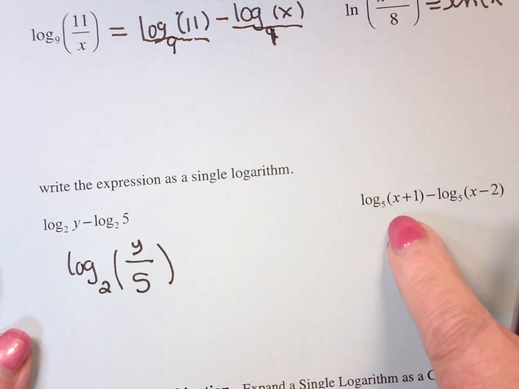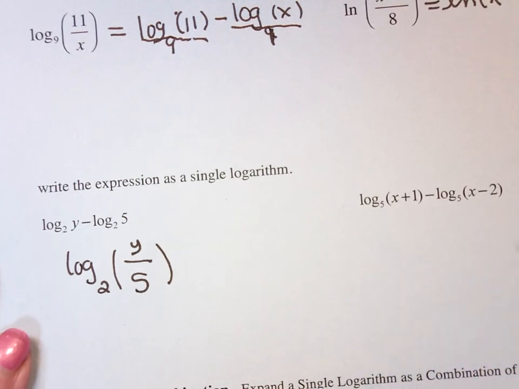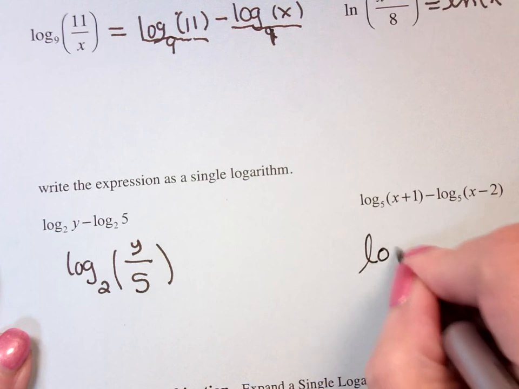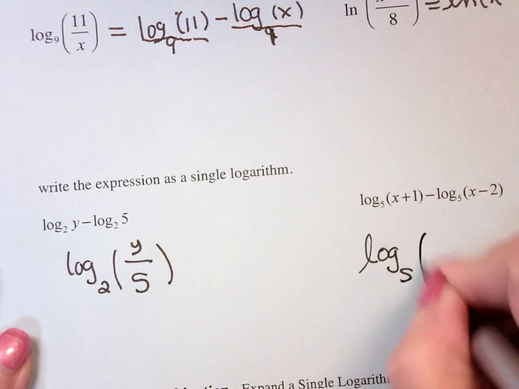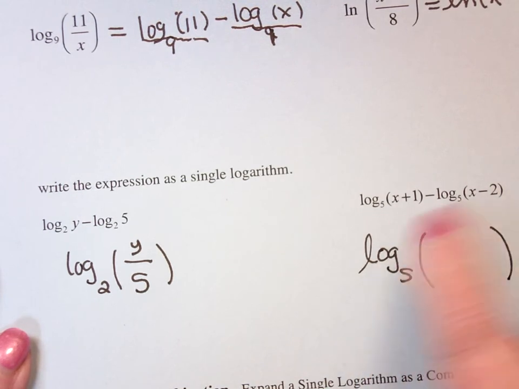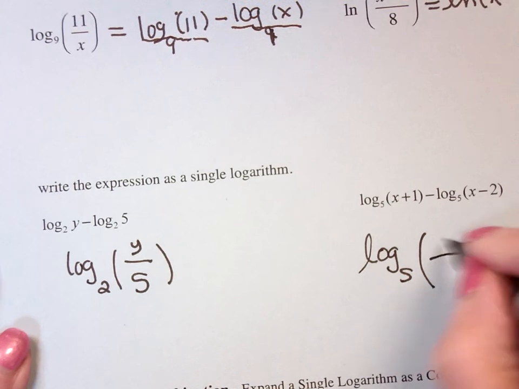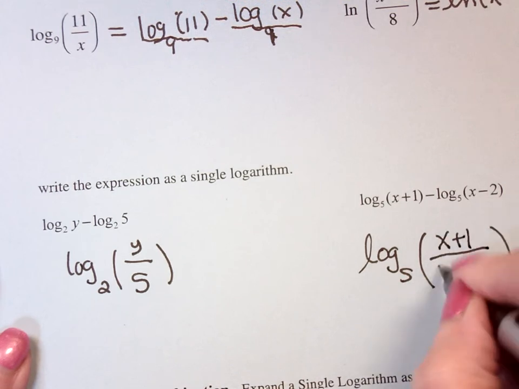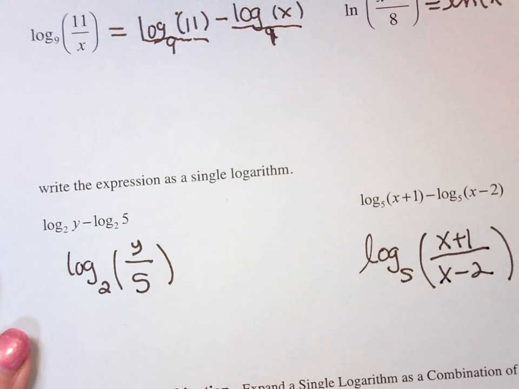Log base 5 of x plus 1 minus log base 5 of x minus 2. I've got a subtraction. Subtraction turns into the quotient of those two arguments, which is x plus 1 over x minus 2.